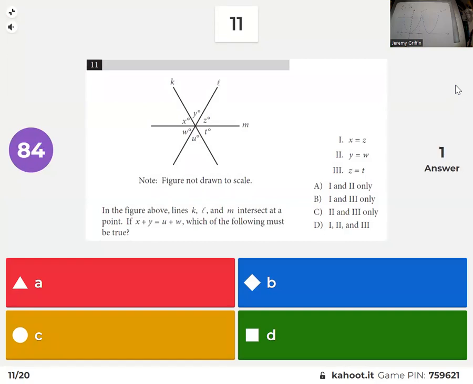KLM, all those lines intersect. If x plus y, so these two wedges put together, is equal to u plus w, these two wedges put together, what must be true? Two of those statements are true. Which two statements are true?